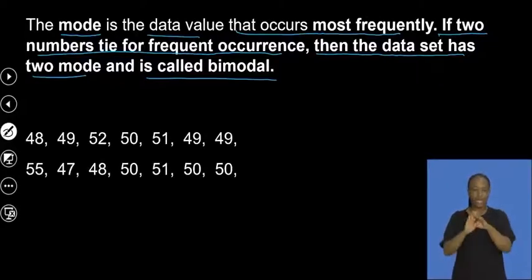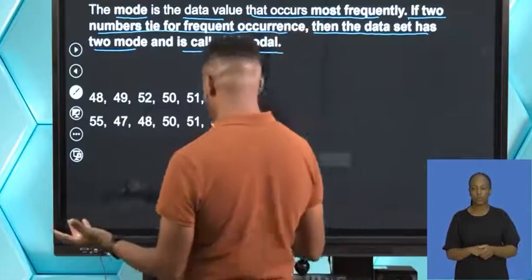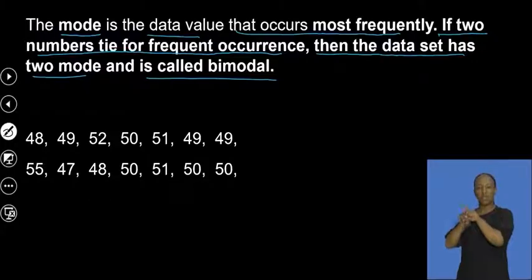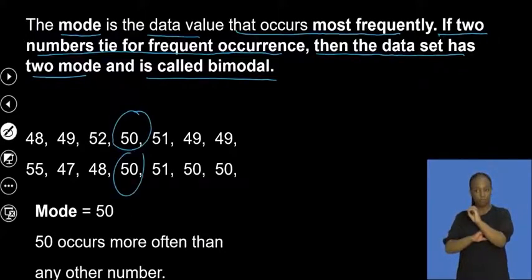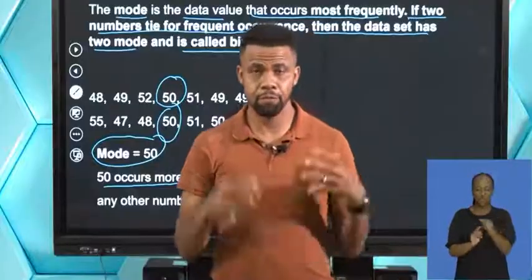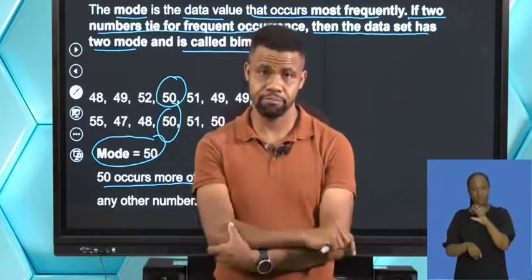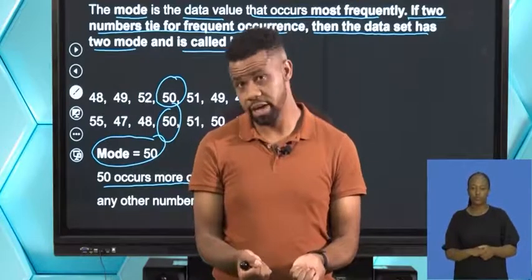So let's look at this set of data. We have 48, 49, and so on. So, what is the mode here? I have 50 there. Can you see 50? Okay. The mode is 50. 50 occurs more often than any other number. So 50 is the mode. Are we together? Because it occurs more often than any other.